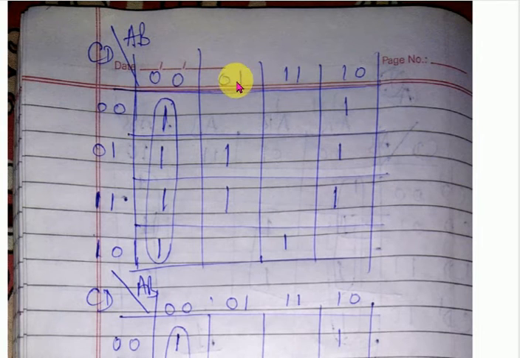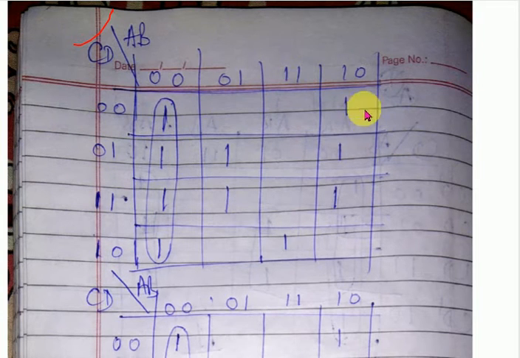So after representing first row 0 0 0 1 1 1 1 0 and first column 0 0 0 1 1 1 1 0, this side represents combination AB and this side represents combination CD. 0 0 means A dash B dash, 0 1 means A dash B, 1 1 means AB, 1 0 means AB dash. This 0 0 means C dash D dash, this 0 1 means C dash D, this 1 1 means CD, this 1 0 means CD dash.